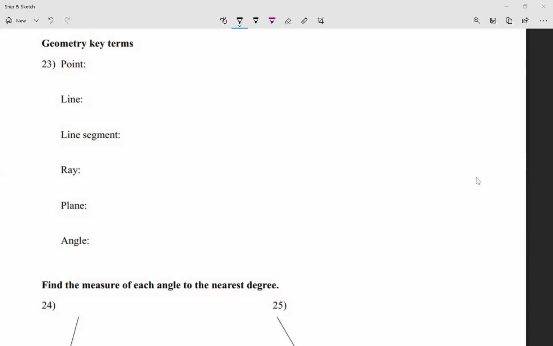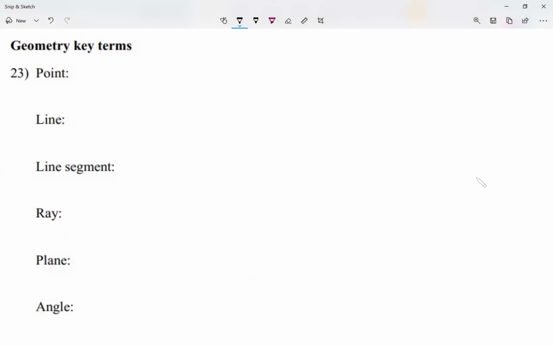Now we're going to be going over some terms. Here in geometry, we're going to be dealing with terms, and the way we write them, the way we type what we're talking about, is very, very important. So the first thing is going to be a point. A point, a thing we're familiar with.